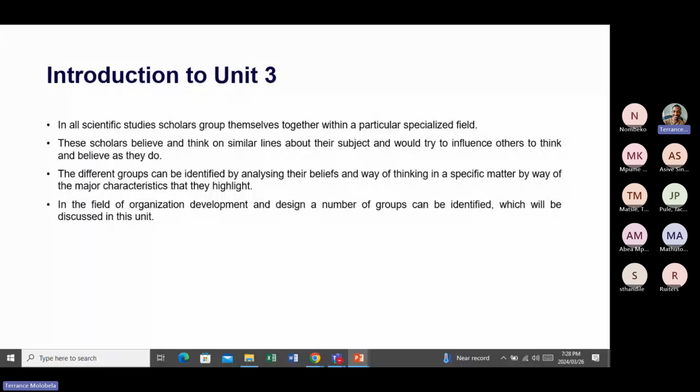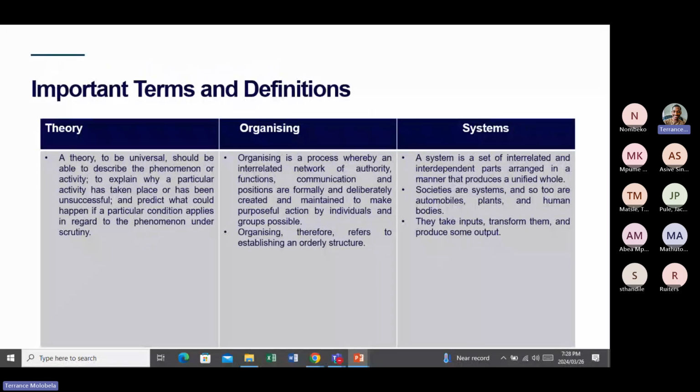So there are various important terms and definitions that are found within Unit 3. These definitions are very important for you to understand, because as you go through the whole unit, you'll be coming across words like theory, organizing, systems, and you will need to know what they're talking about. I'm not going to read all of them, but we'll deal with theory because that's the main concept of Unit 3. So what is a theory?